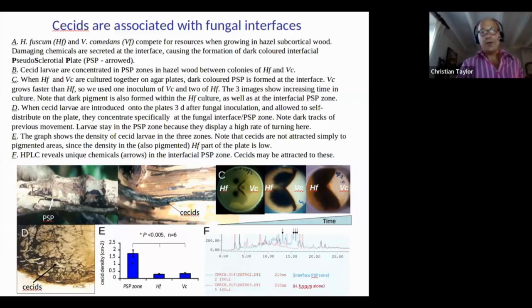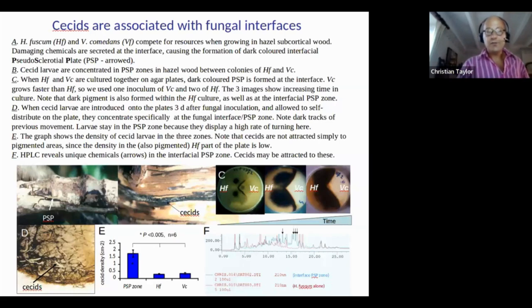So just very briefly, if I just point out at the bottom picture where the bar chart is, you can see that we've got cecid density, so the number of cecids per centimetre squared of Petri dish. And you can see there that there's definitely a much higher population found close to the PSP or on the PSP zone than on either of the two mycelia on either side. So they do seem to be clustering on the PSP zone.